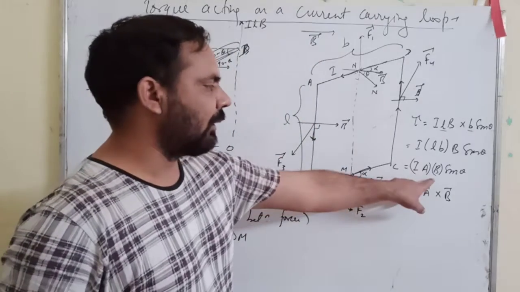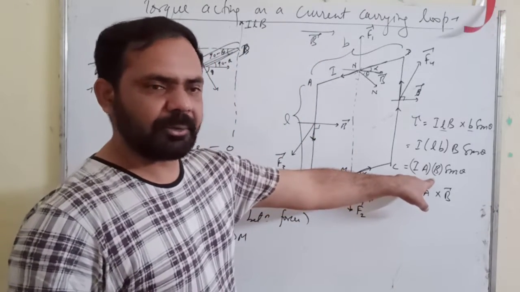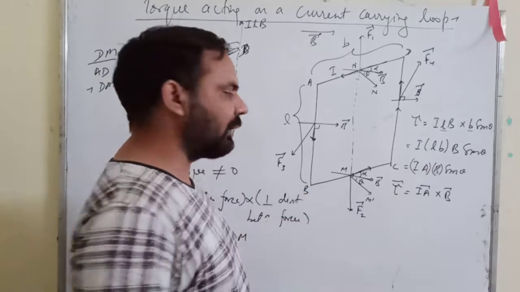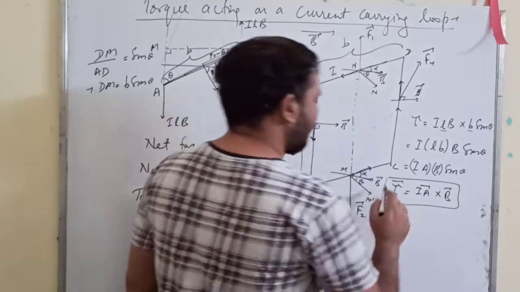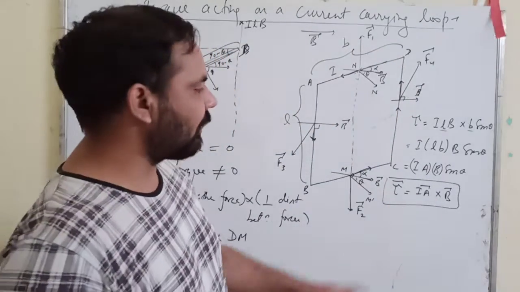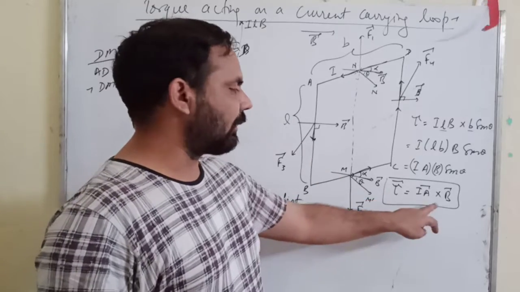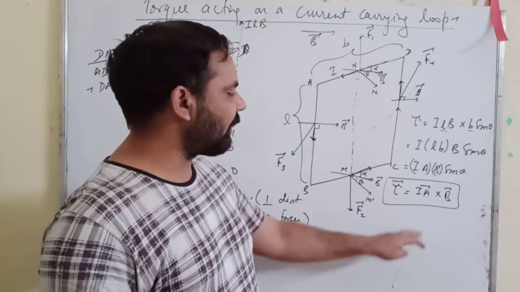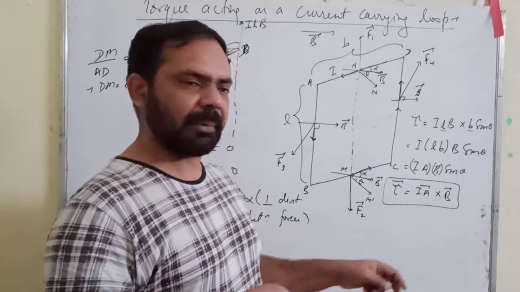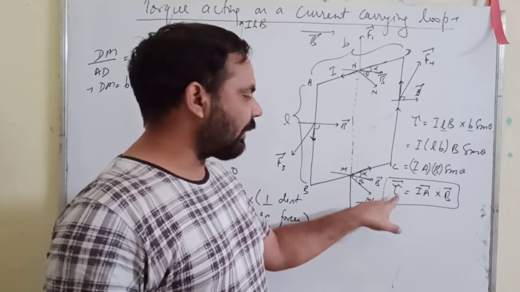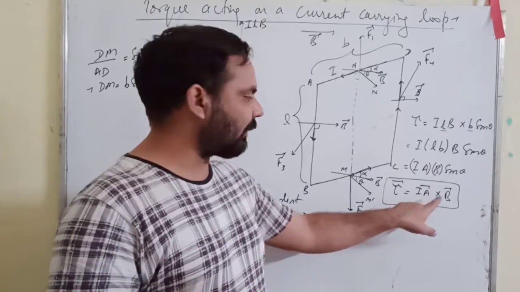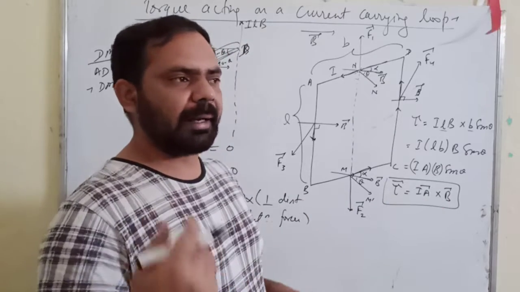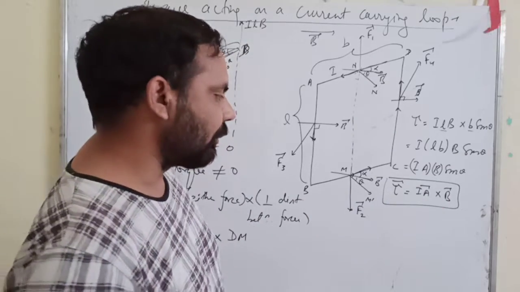So this is your scalar form, or you can say the magnitude form, and this is your vector form of the torque. Okay. What will be the direction of torque? The torque direction will be given by the right hand thumb rule or right hand screw rule, because you are getting it with the cross multiplication of two quantities. So the torque vector will be perpendicular to both the IA vector and the B vector, and the direction will be given by the right hand thumb rule.